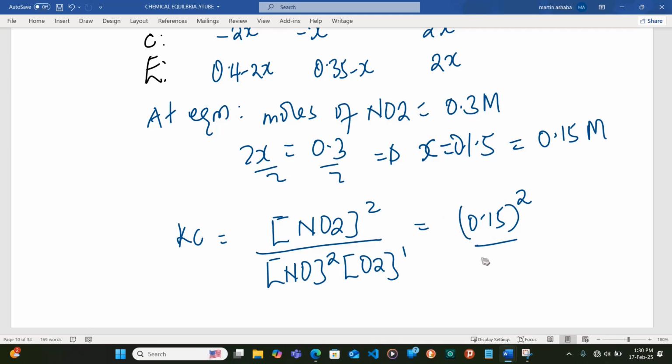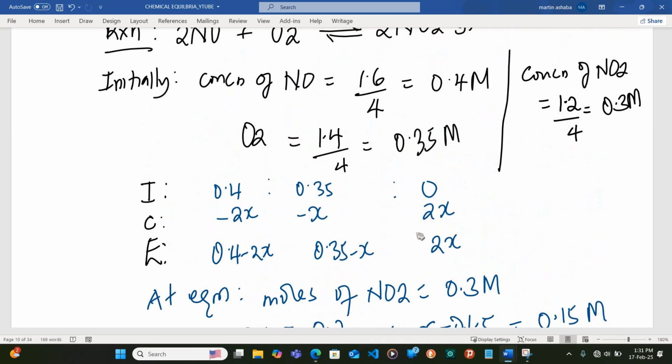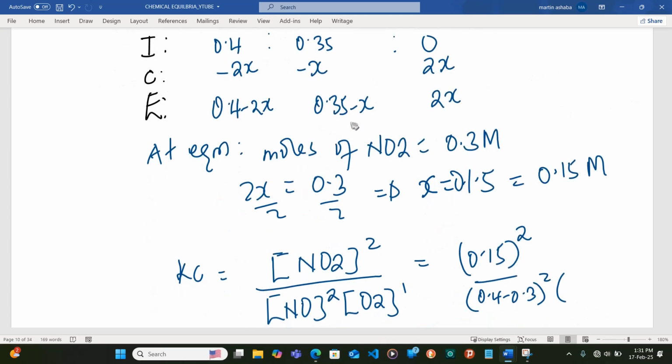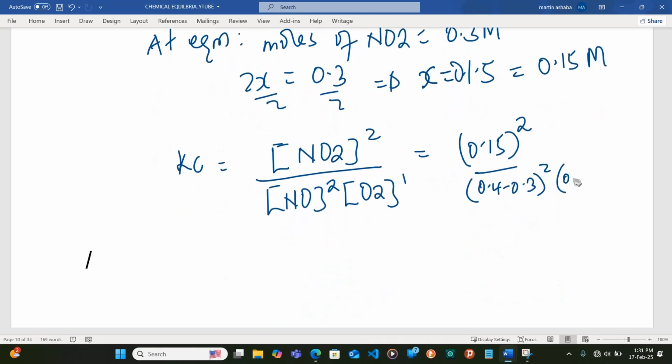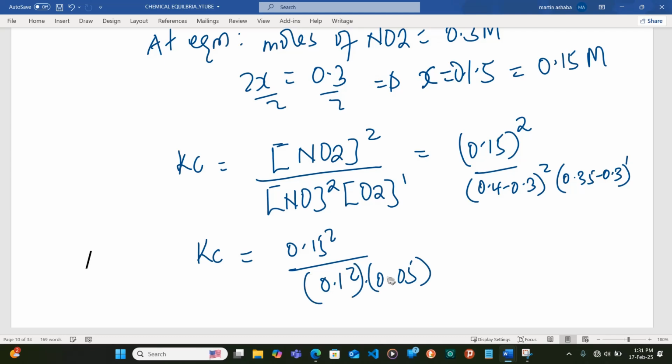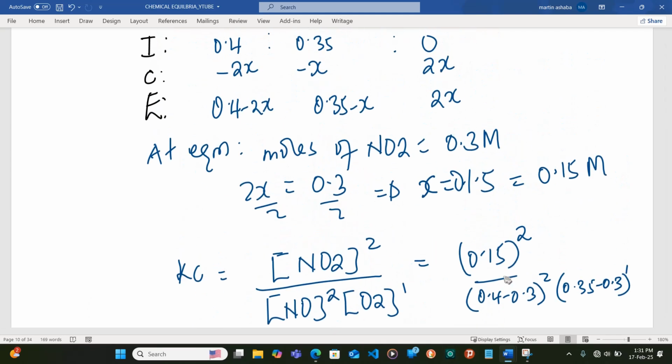So this is going to be 0.4 minus 0.3, squared. Then for oxygen, oxygen is equivalent to 0.35 minus x. So if we get 0.35 minus 0.15, power it by 1. So Kc is 0.15 squared divided by 0.1 squared times 0.05, and that is it. So Kc comes to 45, and that is the answer that is required of us.